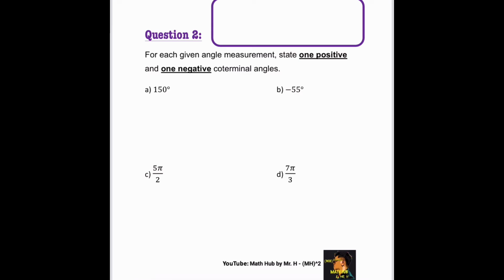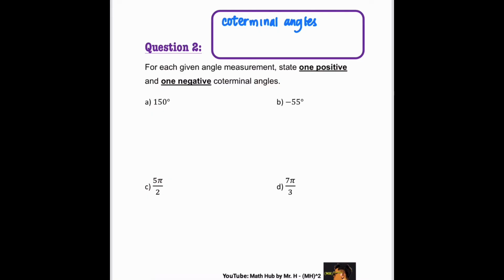Question number 2. For each given angle measurement, state one positive and one negative coterminal angle. First of all, what are coterminal angles? Coterminal angles are angles that are different in measure, but they land on the same position on the coordinate plane. Let me draw a figure down here on the right.